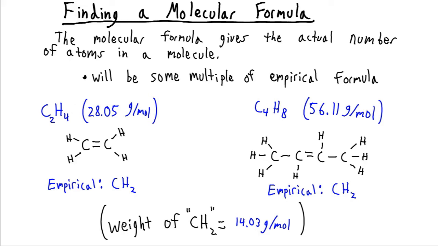If we can measure the molecular mass and compare it to the mass from our empirical formula, which is kind of fictional, then we can figure out how many of each atom we exactly have.